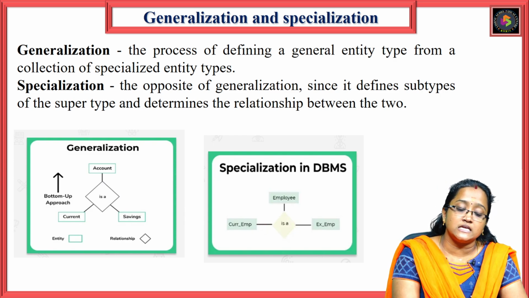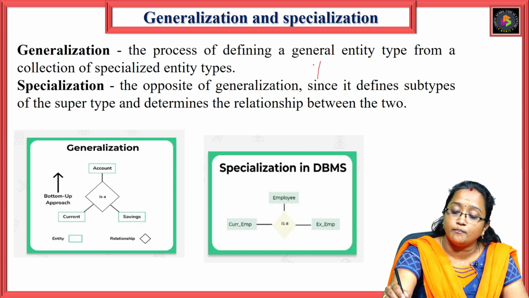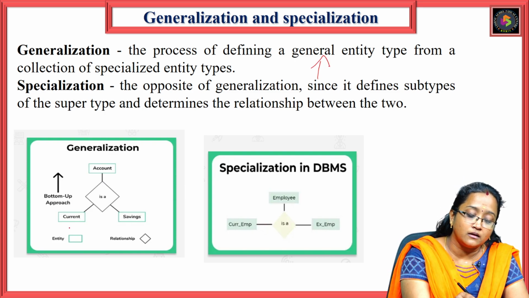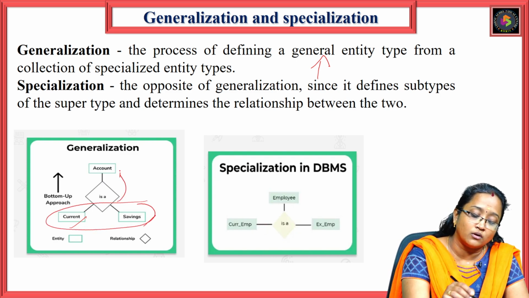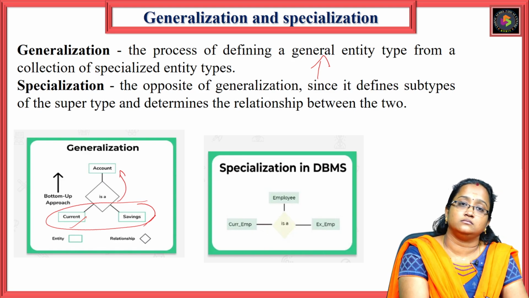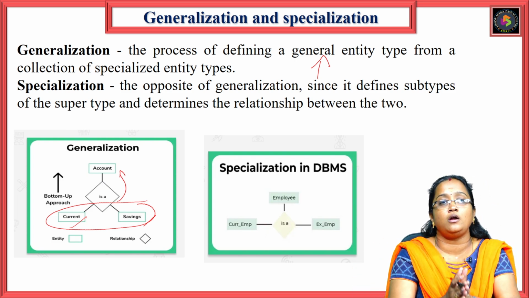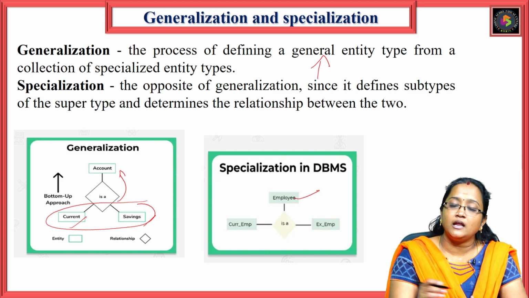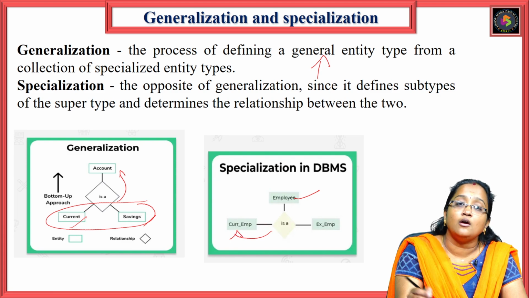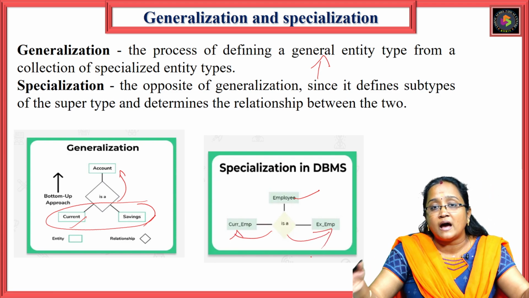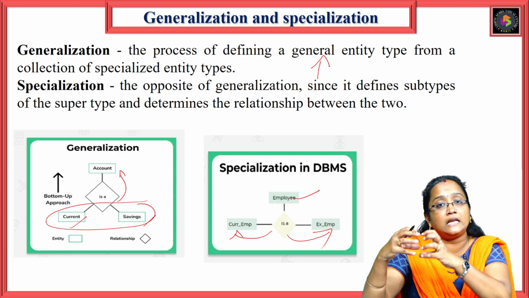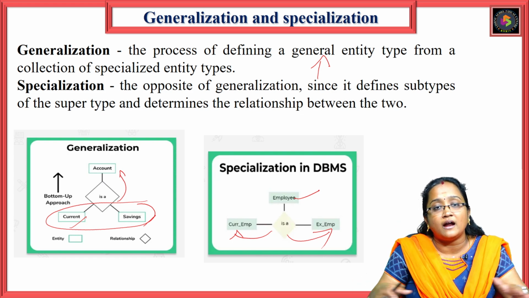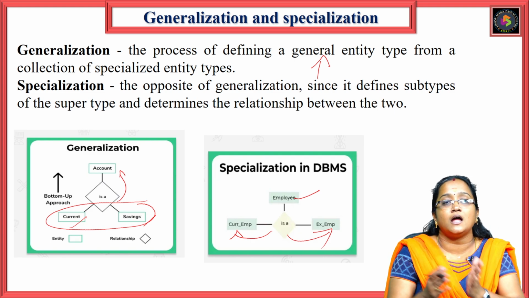So first we will see generalization. Generalization is basically a bottom-up approach. Here you can take the example: current is one account type, savings is another account type. These are all combined together to form an account. Current account and savings account are an account. So these two entities are generalized into a common name called account. When there is an employee, whether that employee is a current employee or an ex-employee, we are going to divide into subtypes. That is called specialization. Generalization means you give a general name. Specialization means from the common name you divide into subtypes. So that is generalization and specialization.